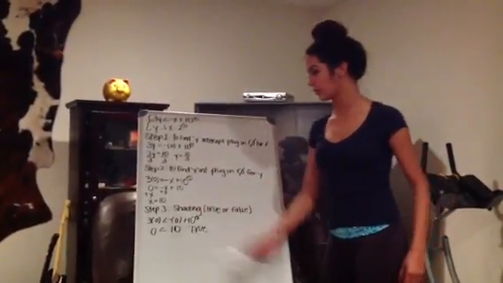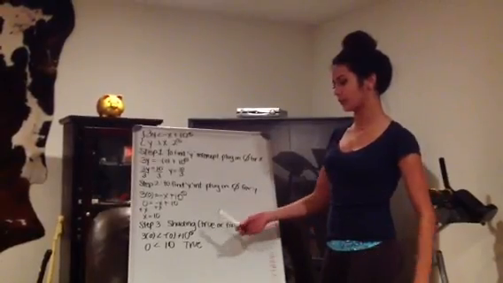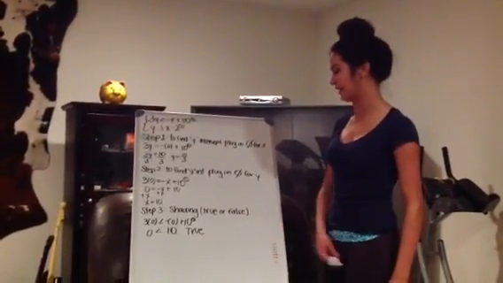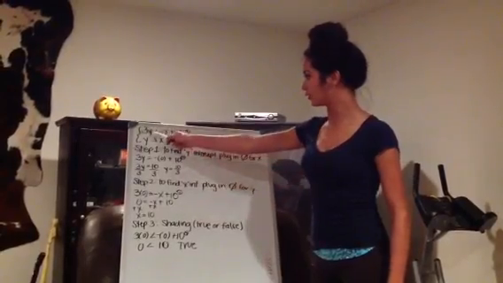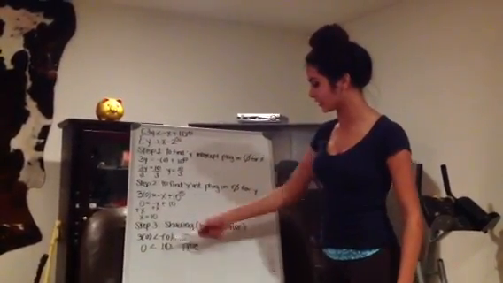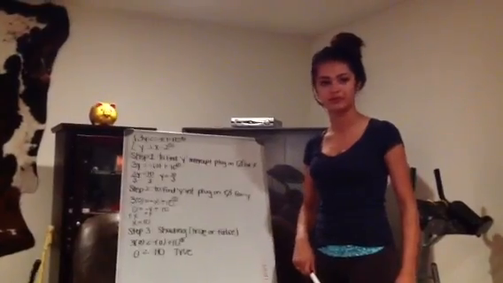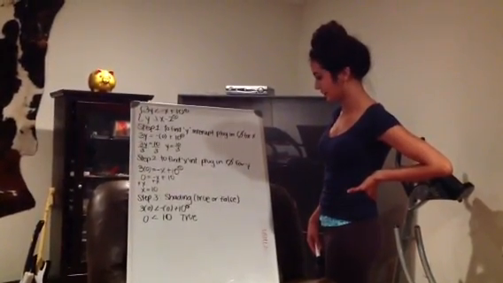Step 3, you're going to do shading. You're going to plug in 0 for x and y now. So we plugged in 0 for x, plugged in 0 for y. Here's the original equation, so it's going to be 0 is less than 10. That's definitely true. So that's basically how you do it. Are you guys understanding it?